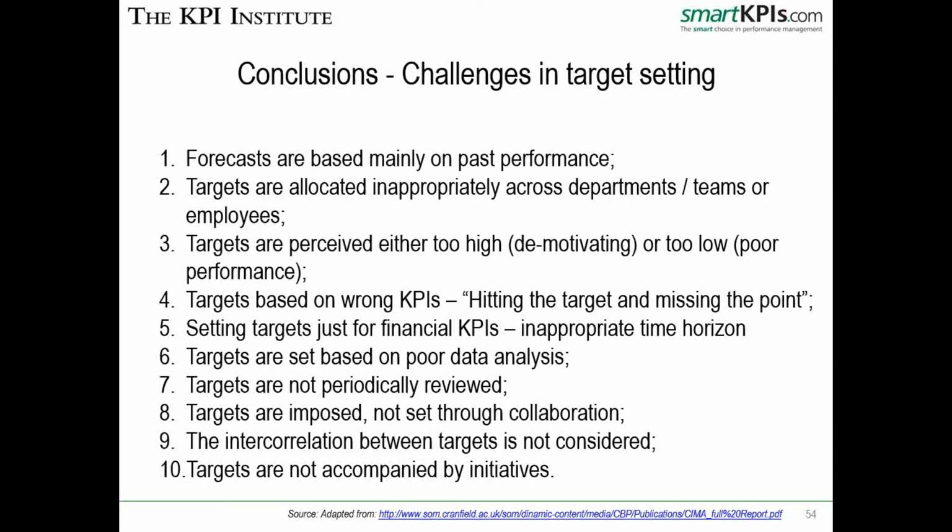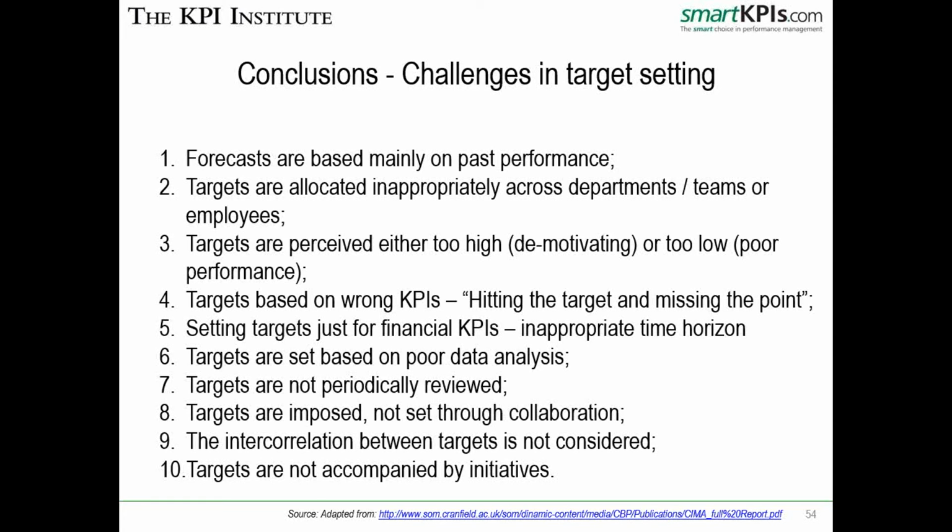Targets sometimes are based on wrong KPIs. So this usually resembles the phrase hitting the target and missing the point. For example, companies sometimes look to reward their managers in terms of the revenue that they are gaining instead of the profit they are gaining. So they are disregarding the expenditures. You might have higher revenue than last year, but the cost might be even bigger. So a better way to link rewards with performance, in terms of financial KPIs, is to look into the profit that is generated.